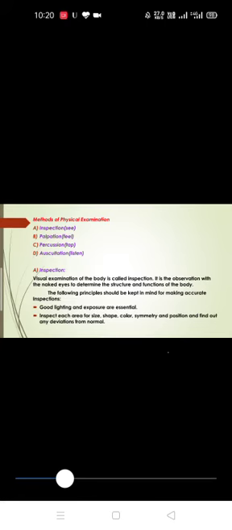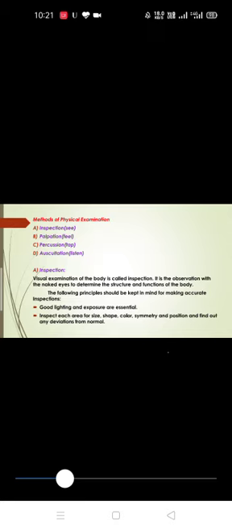So here visual examination of the body is called inspection. It is the observation with the naked eyes to determine the structure and functions of the body. So inspection means just observing. You will observe the body, and by observing you will determine the structure or the functions of the body.